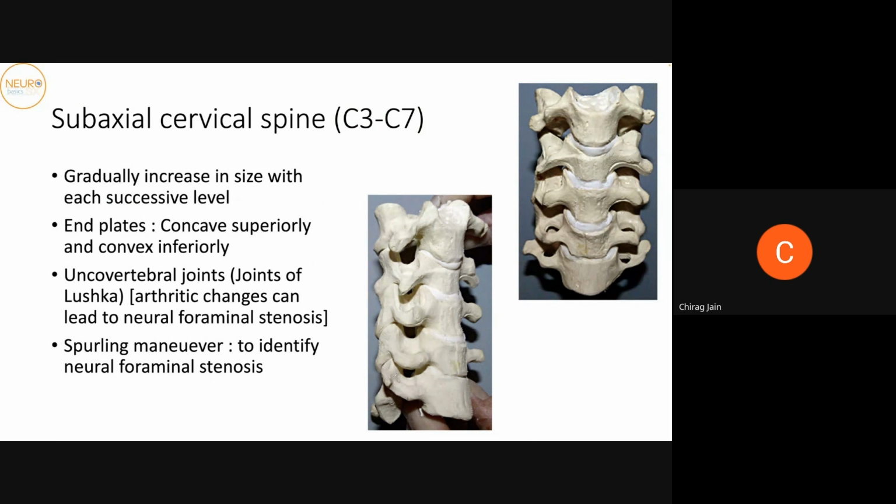Okay, now coming to the subaxial cervical spine, so that is from C3 to C7. The vertebral bodies gradually increase in size as you go down. The end plates of the vertebral bodies are concave superiorly and convex inferiorly. On the lateral aspects, they form the uncovertebral joints or joints of Luschka. Again, this is a concept we have discussed previously. These uncovertebral joints lie just anterior to the neural foramen over here, as you can see.